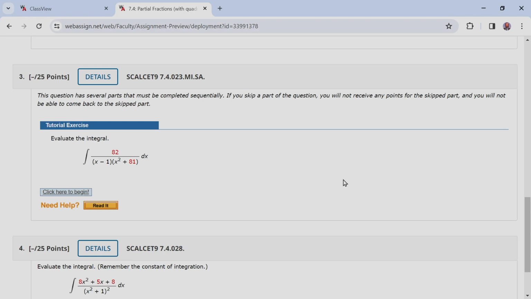And to set that up to solve, we'll work just like we have in previous examples, where we will find a common denominator with our A's, B's, and C's, and then equate numerators.